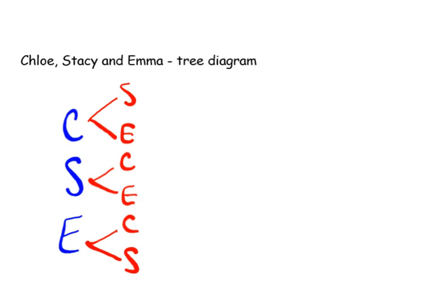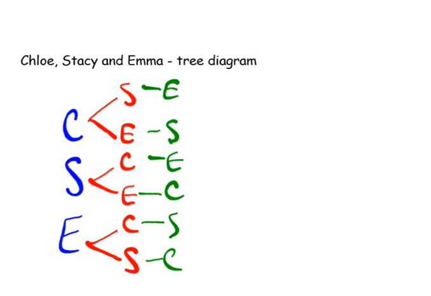And then once the first 2 have sat down, there's no choice for who sits third. If it's Chloe and then Stacy, Emma has to sit next. If it's Chloe and then Emma, Stacy has to sit next. This would have to be Emma, Chloe, Stacy, and then Emma, Stacy, Chloe. And so sometimes in your tree diagrams, each branch is going to look a little different. What's important is the only thing you put in the tree diagram are the possible outcomes.